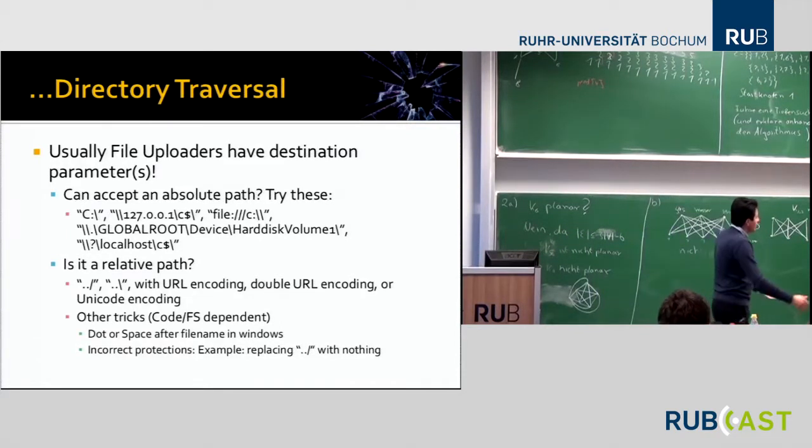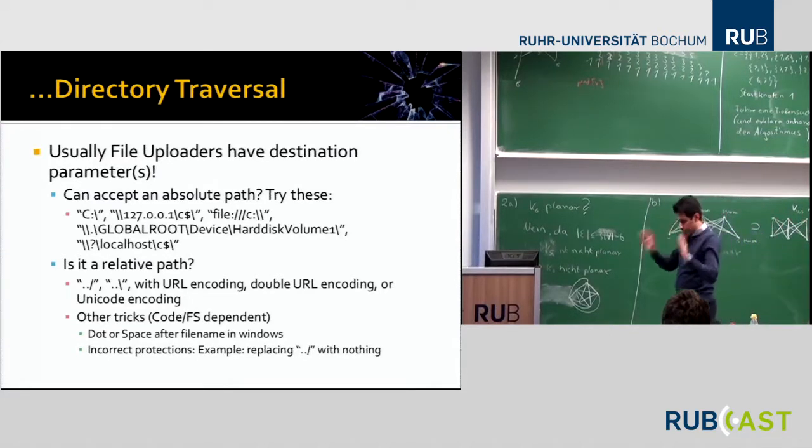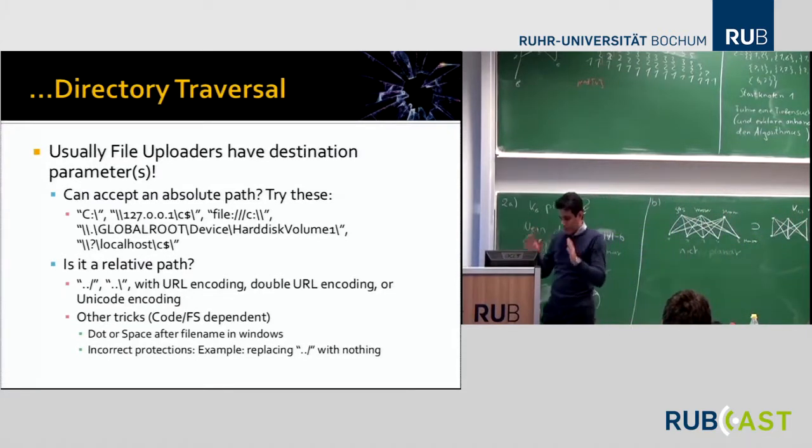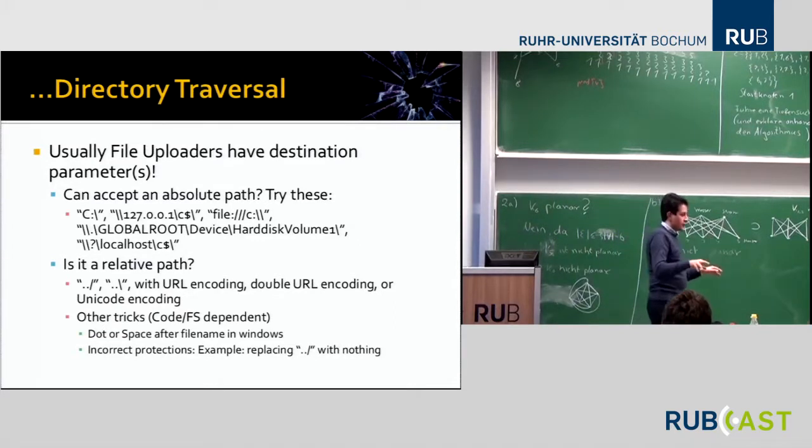Other tricks you can use in directory traversal to bypass some protections. Think about it, dots or a space after file names or directory names in Windows are not important. If you create a file in Windows, put a lot of dots, press enter, it will remove them, it doesn't care. Or if you put a space, press enter, it removes it, doesn't care. So you maybe will use that against incorrect protections.